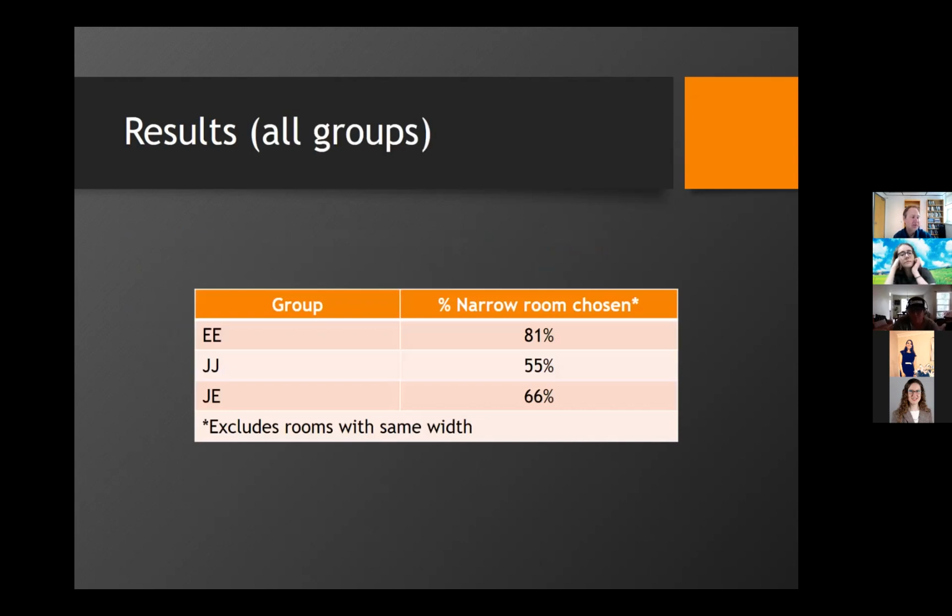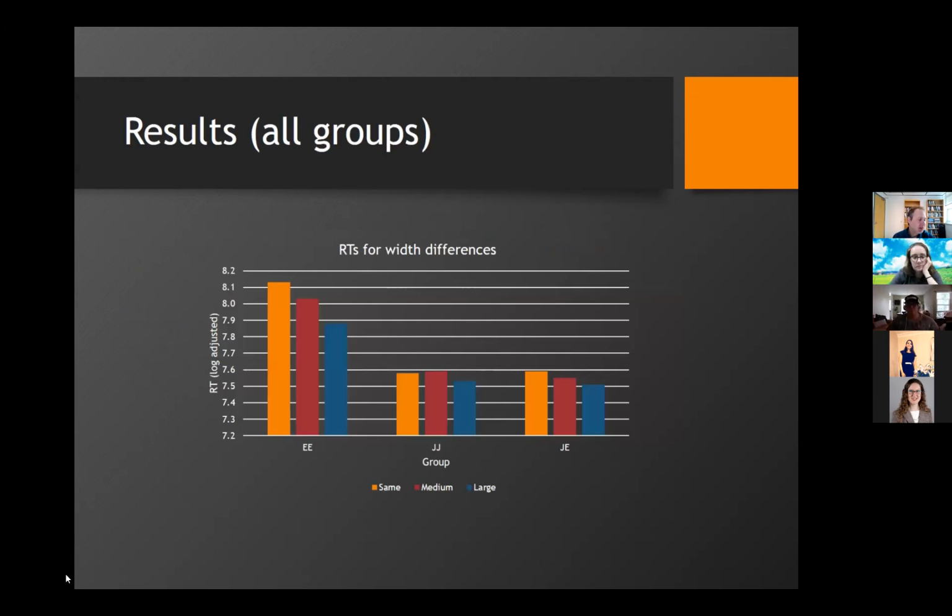So just in terms of the percentage of narrow rooms chosen, this excludes the rooms with the same width. We can see the English speakers chose the narrow room most of the time, 80% of the time. The Japanese speakers with Japanese instructions, it was about half the time, a little bit more. And then the Japanese with English instructions are a little bit higher than the Japanese with Japanese, but still quite close.